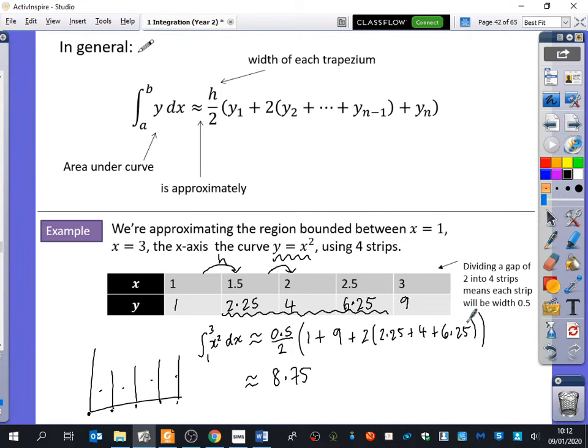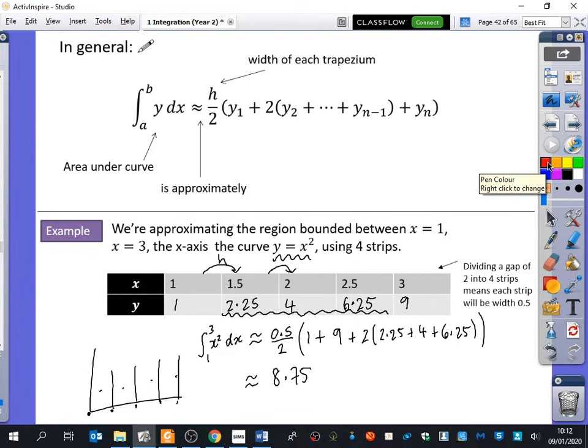So when you type all of this into your calculator, if I've done it correctly, I believe it should be 8.75. Now, we obviously can integrate x squared between 1 and 3. What do we expect this to be, though? Do we think this is going to be an overestimate or an underestimate?